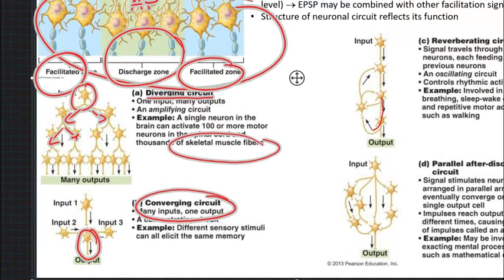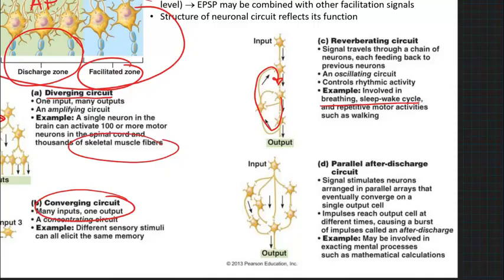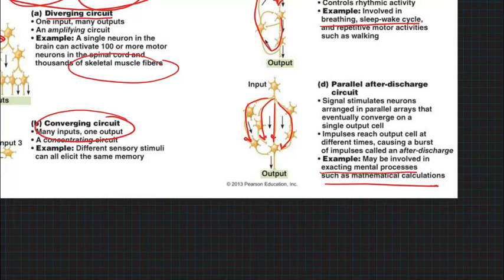Then we have the cyclical circuits, reverberating circuits that control repetitive activities such as breathing. And parallel after-discharge, where independent signals go through multiple pathways. These circuits are usually involved in higher mental processes. So what do you need to know about the circuits? You should be able to match the verbal description of a circuit and its name and know general activities that are controlled by the circuits.